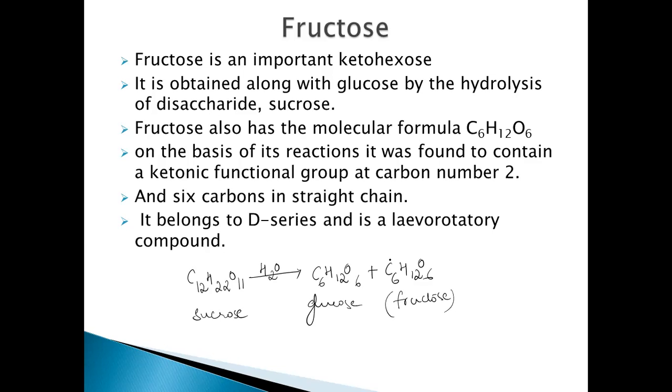The fructose obtained here has the molecular formula C6H12O6, and it is a ketohexose. That means it has a ketone group at the second carbon atom. What is the number of carbon atoms here? 6 carbon atoms, and the ketone group is present at the second carbon atom. Based on these evidences, there are 6 carbon atoms in a straight chain.